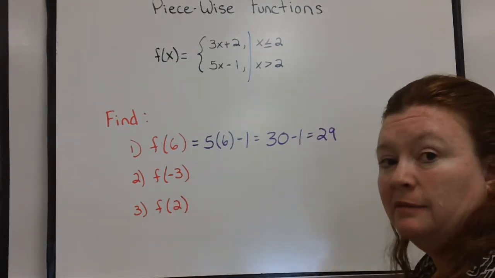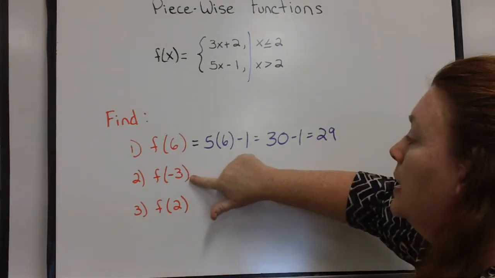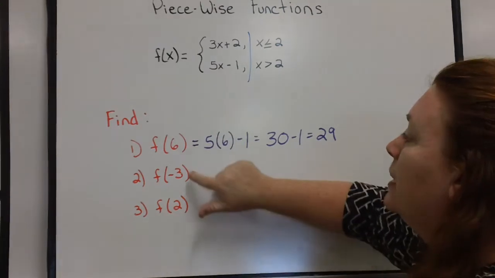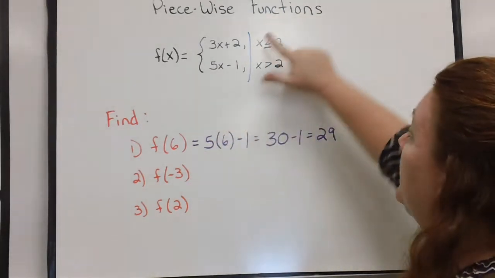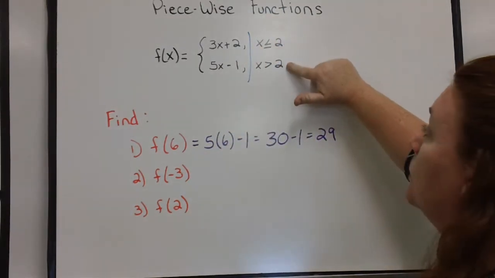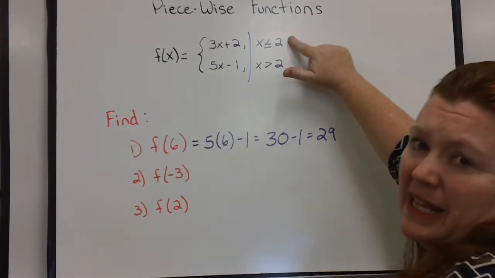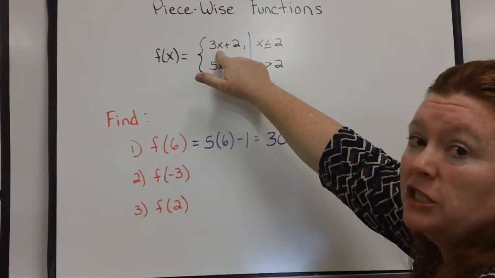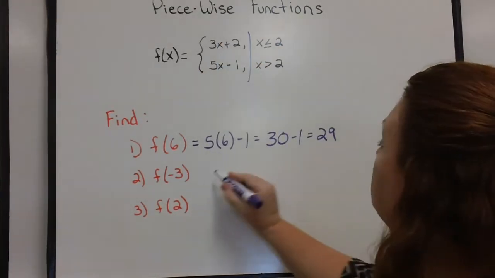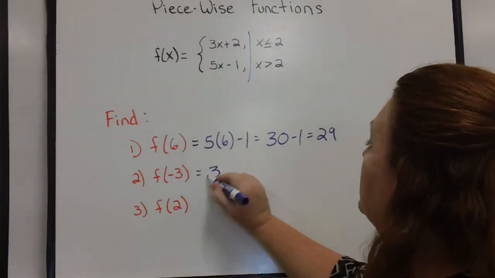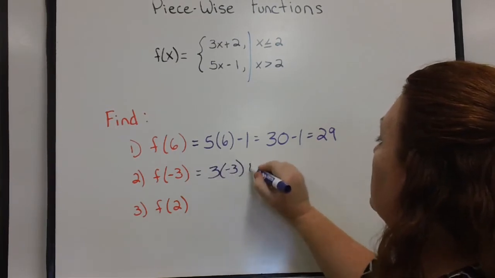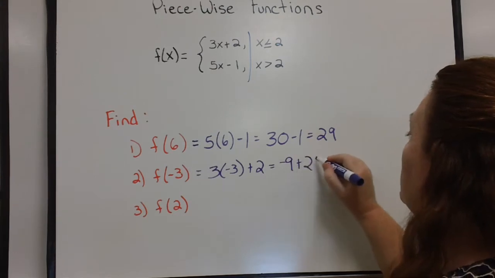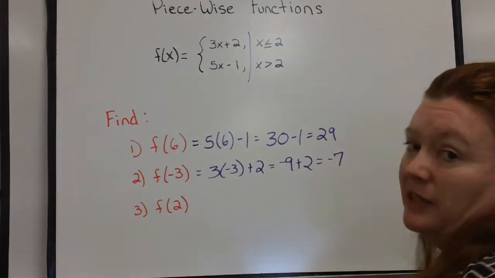f of negative 3. New problem. Is negative 3 less than 2 or greater than 2? Well, it's less than 2. So I'm going to plug a negative 3 into the first equation. 3 times negative 3 plus 2, which is negative 9 plus 2, or negative 7.